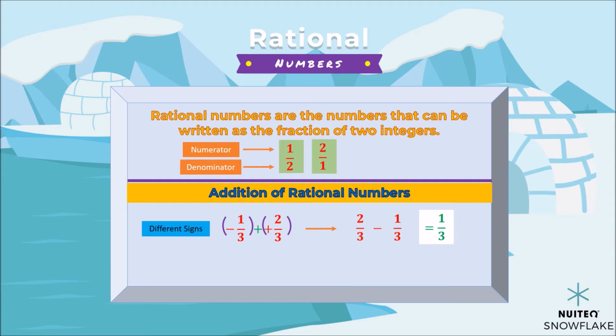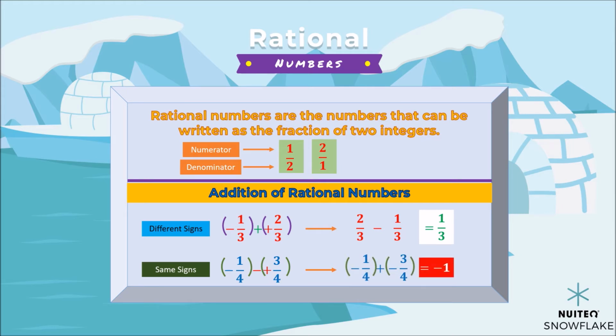Now, what if we need to add rational negative numbers? Like these two, -1/4 and 3/4. Remember, put each rational number in parentheses together with its signs. Note that the minus between the rational numbers is a sign of the operation, and does not apply to the fraction 3/4. This fraction has its own plus sign, which is invisible because it is not written down. Replace subtraction with addition, then, our answer will be -1.